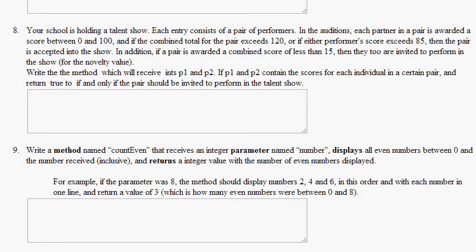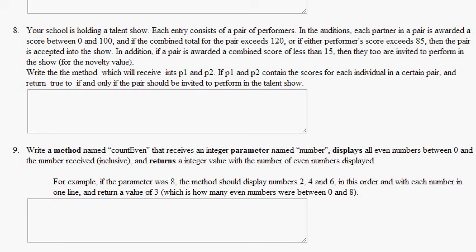Alright, so now we're gonna do maybe two or all three problems that are left. Problem number 8. Your school is holding a talent show. Each entry consists of a pair of performers. In the auditions, each partner in a pair is awarded a score between 0 and 100. If the combined total of the pair exceeds 120, or if either performer's score exceeds 85, then the pair is accepted into the show.